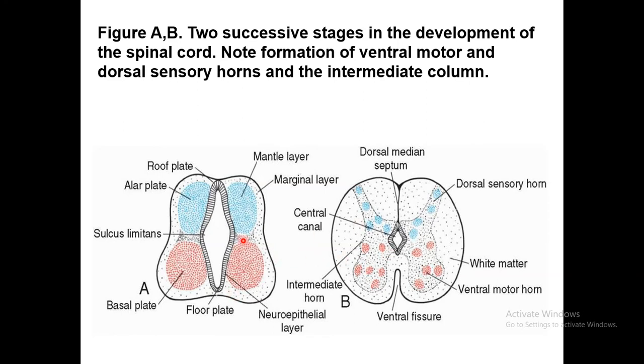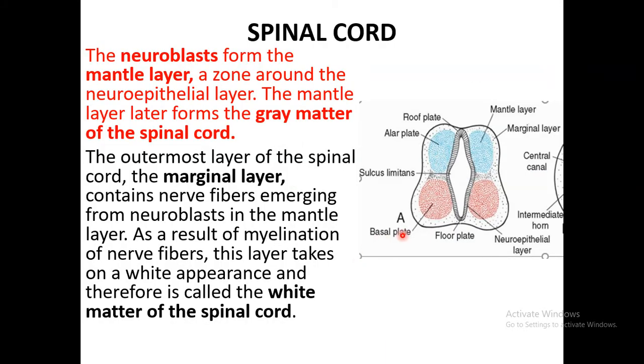Now in this diagram you can see the stages of development of the spinal cord. Now we are going to discuss the development of the spinal cord, the formation of the motor and sensory columns, and how the intermediate horn or column is formed. First we will discuss this diagram. These are the neuroepithelial cells or the neuroblast cells.